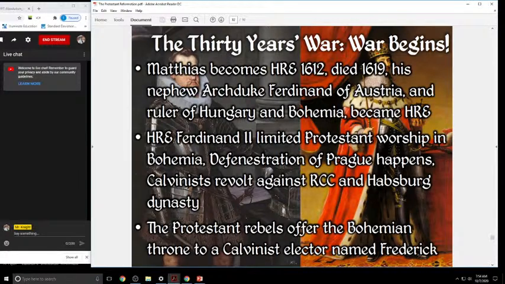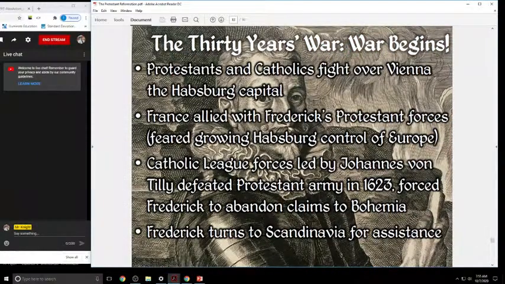And so the Calvinists choose Frederick to take the throne of Bohemia, because once again we're seeing religious upheaval in what is now basically Austria and the Czech Republic. Okay, Prague is the capital of the Czech Republic. So, whenever you hear that term Bohemia, Bohemia refers to the lands of where now the modern-day Czech Republic rests. Okay, so moving forward, Protestants and Catholics start fighting over Vienna, which was the Habsburg capital of Austria.